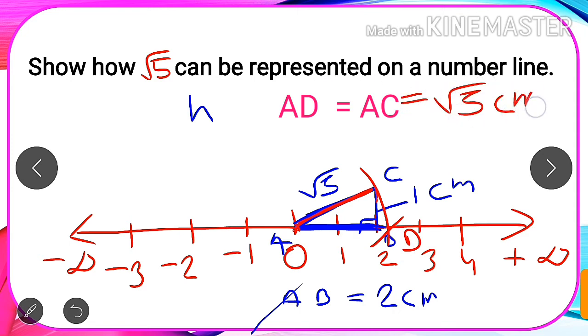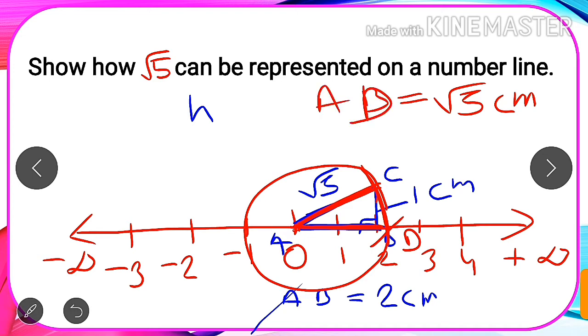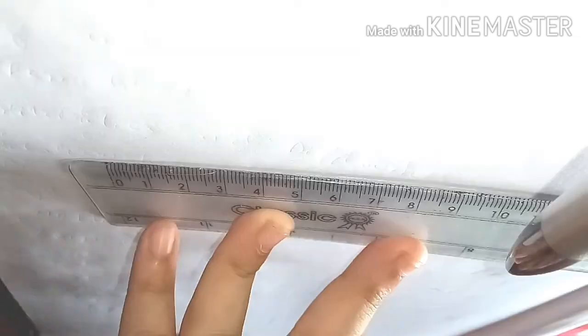Why will AD be root 5 centimeter? Because, as you can see, if we draw an arc, then this full arc will be a circle, and we will get this one as a radius and this point as a radius. So here AD will be equal to AC, and here AD will be root 5 centimeter. So this is how we need to draw the point, that is root 5, on the number line.